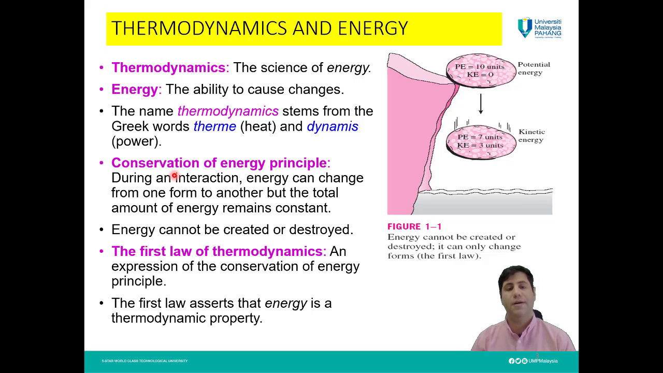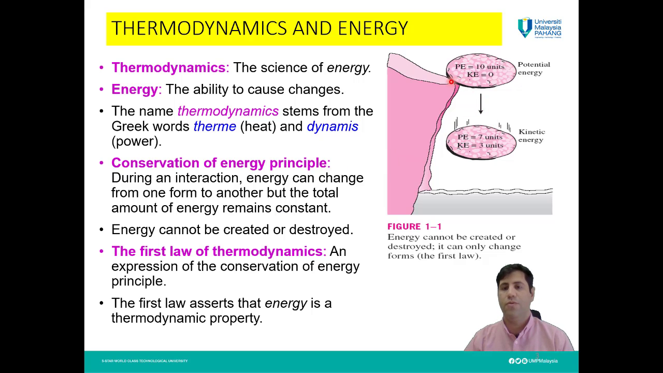There are some principles and rules which we will see in more detail later, but generally one of the most important laws or rules for this science is the conservation of energy principle, which says that during an interaction, energy can change from one form to another, but the total amount of energy remains constant. Here you can see an example.